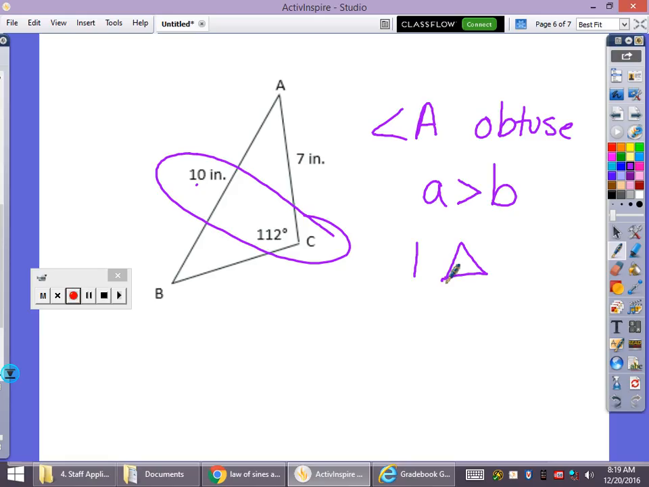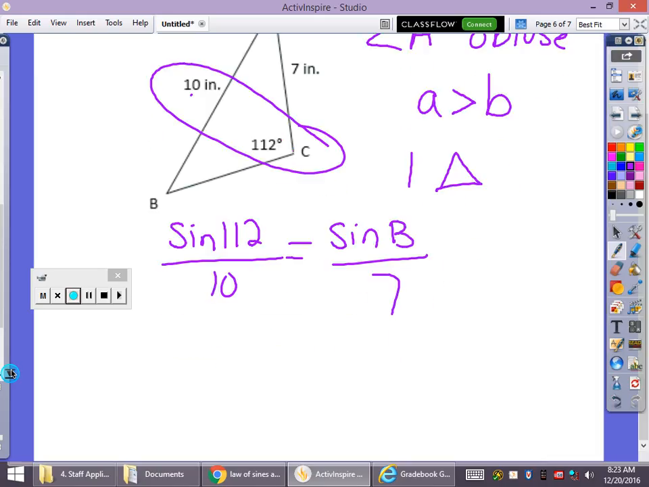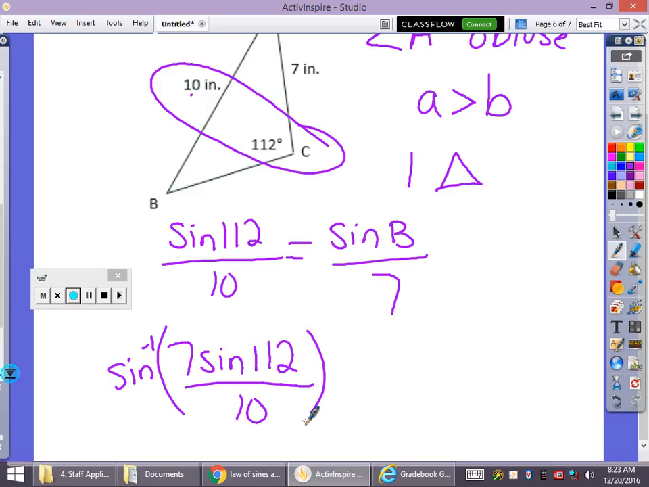You guys already know how to do one triangle. I'm going to give you 2 minutes to find the 2 angles and the one missing side. Help each other out. I'll show all the work in 2 minutes. Okay, so let's set this problem up. You should have the sine of 112 over 10 equals the sine of b over 7. It then becomes 7 sine 112 divided by 10. Do the inverse sine. And we get how many degrees? 40 degrees? 40.4, which we're going to round to the nearest whole, so we're going to go ahead and call it 40 degrees. So this is 40 degrees.